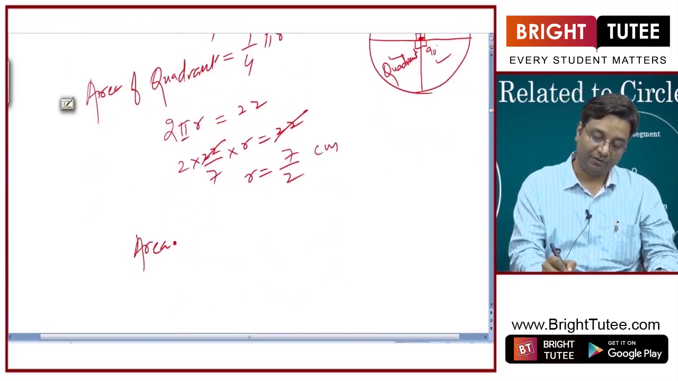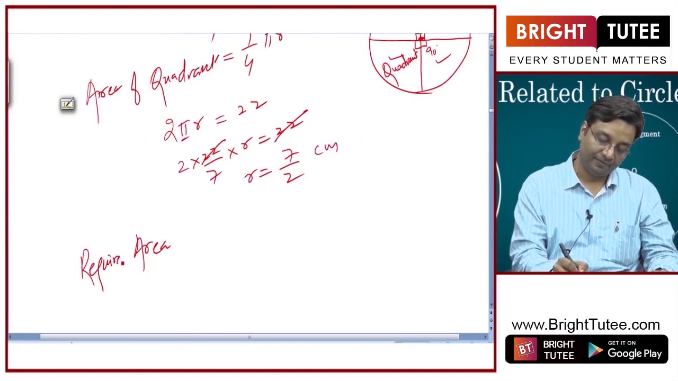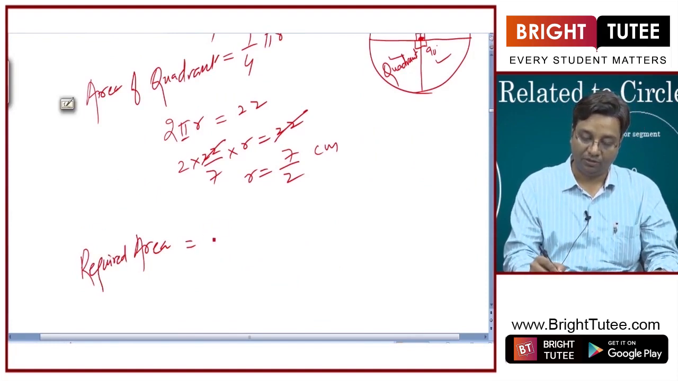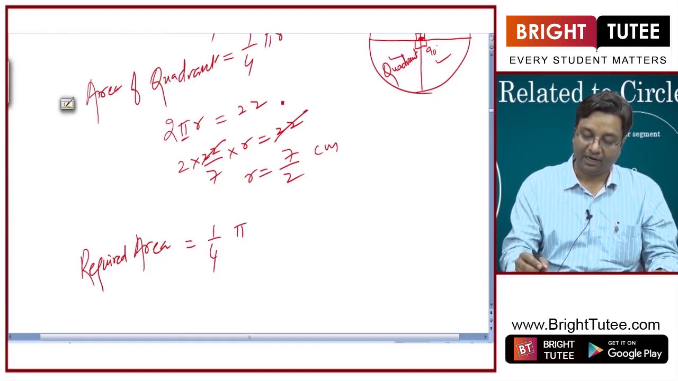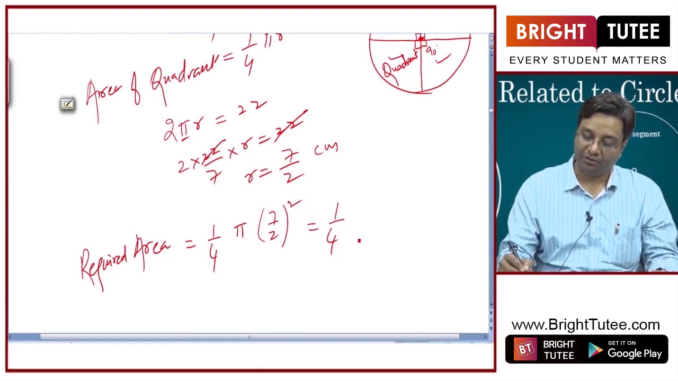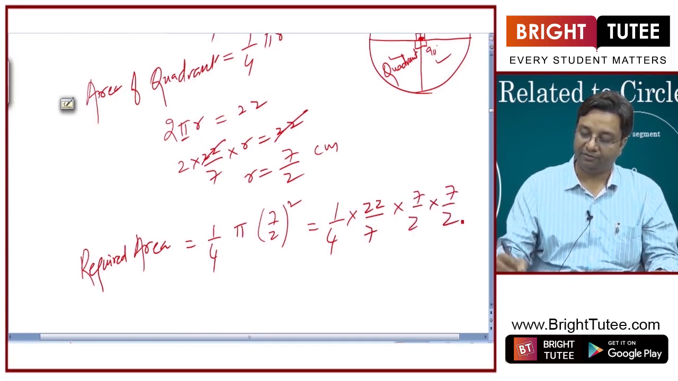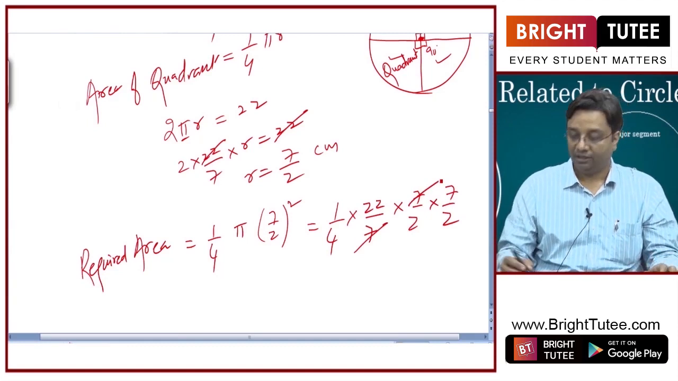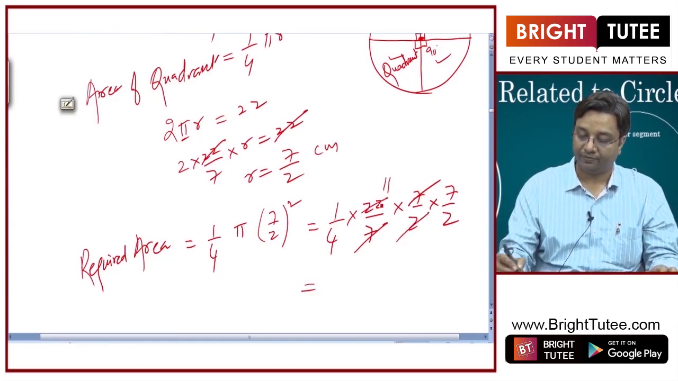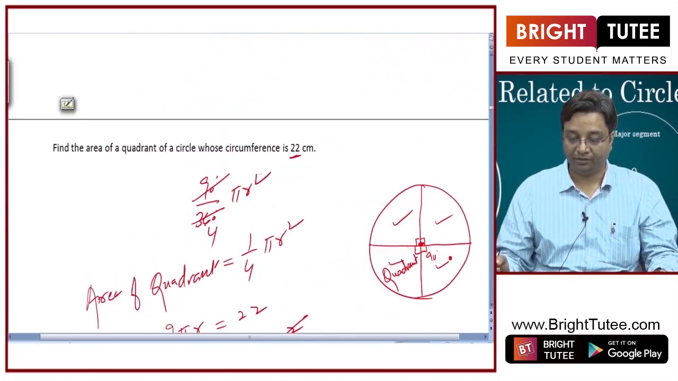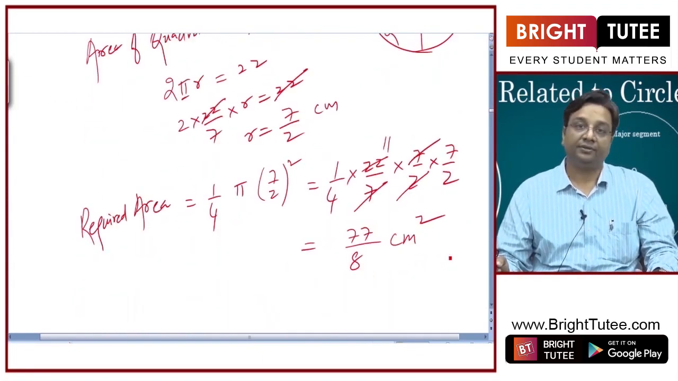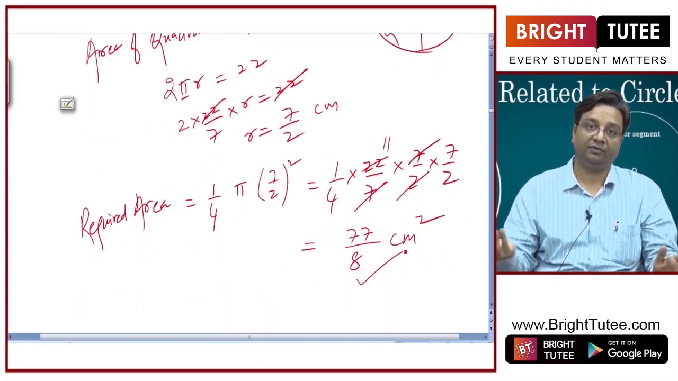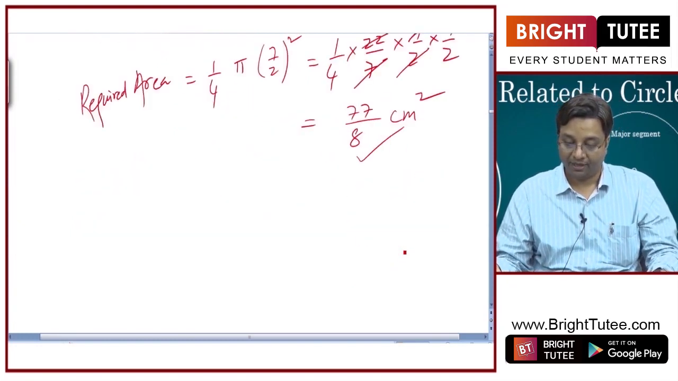So area, required area, or you can say required area of this quadrant is equal to 1 by 4 pi r square, which is 7 by 2 square. So if you replace this pi by 22 by 7, you can write it like 7 by 2 into 7 by 2 and do the calculations yourself. Unit will be centimeter square, right? If you want to convert it into decimal form, you can divide it and convert it yourself. Okay.